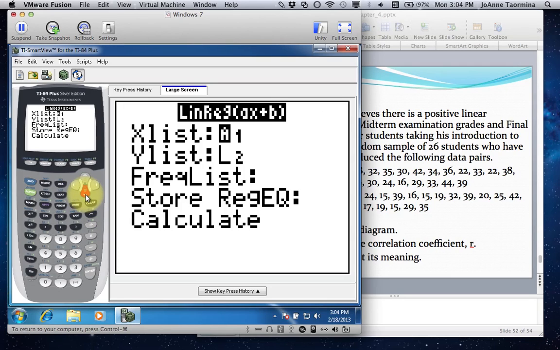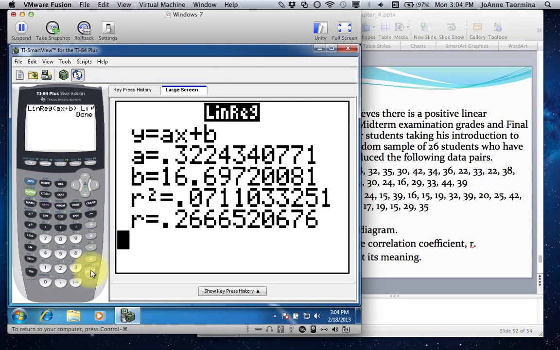Okay, X list L1, Y list L2, frequency list is blank, store regq blank, Calc, enter. Okay, R comes out to be 0.27 when rounded to 2 decimal places. And R squared, 0.07. Very small influence. Okay, so let's put these into words.